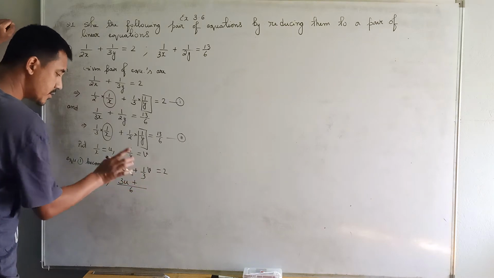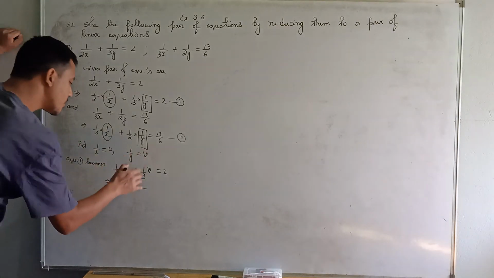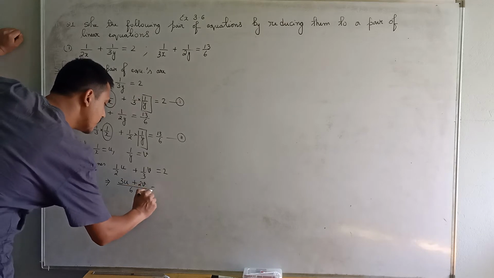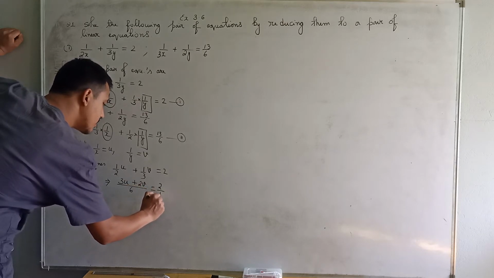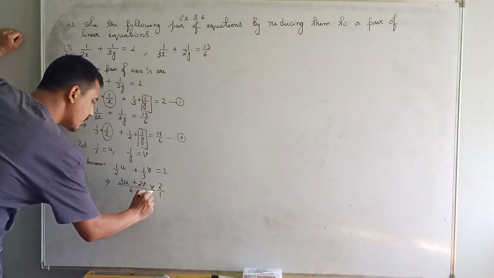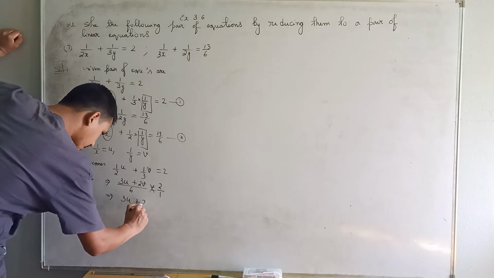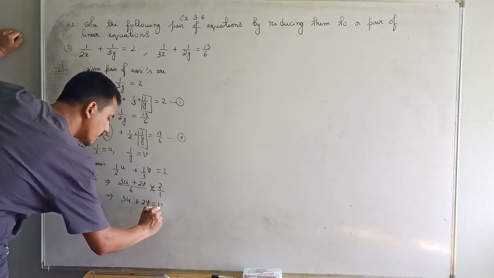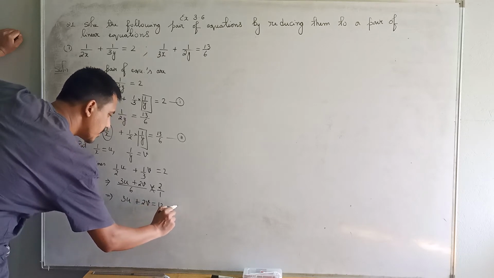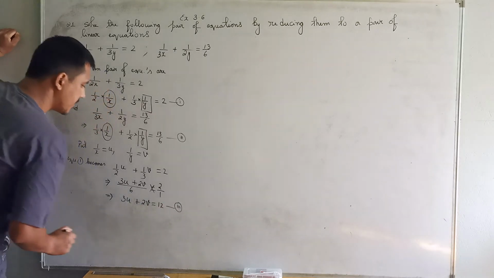6 divided by 3 is 2. 2 times 1v is 2v, which is equal to 2 by 1. If you cross multiply, 3u plus 2v is equal to 12. That is equation number 3.